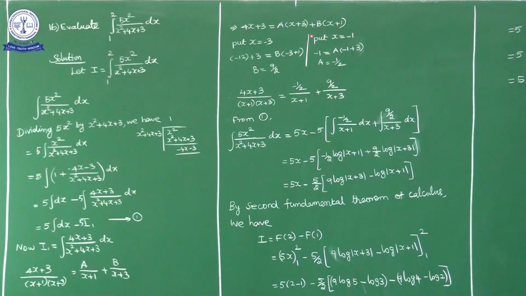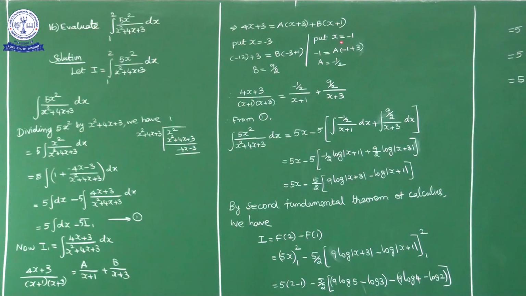Now by substituting x equal to minus 3 and x equal to minus 1, we will get b value and a value. By substituting x equal to minus 3 first of all, left hand side is how much? Minus 12 plus 3, minus 9, is equal to, this part is 0, b into (minus 3 plus 1), minus 2. So both side minus common, b value is 9 by 2.